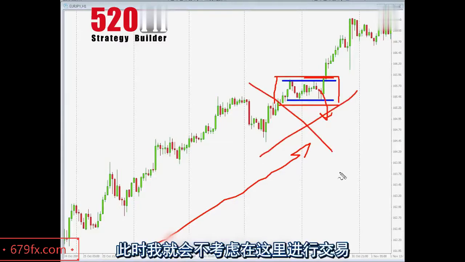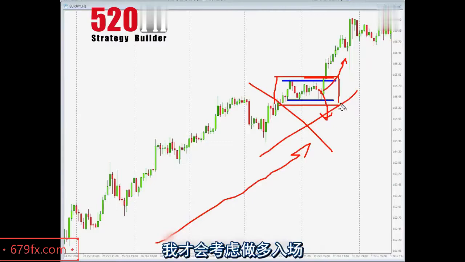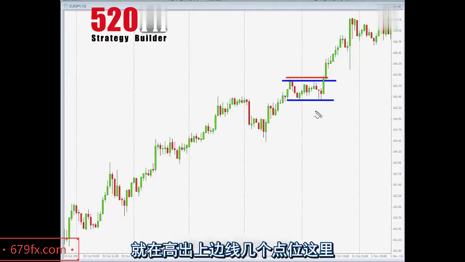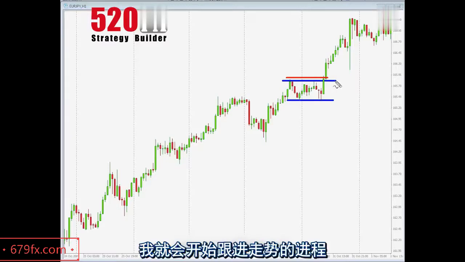I will not be looking for any more trading opportunities in this setup. Only if it breaks to the upside would I be interested in searching for long entries, and long entries only. Like I say, what I usually do is place a sound alarm a few pips above the triangle top. As soon as it gives way, the alarm goes off, and I focus my attention on the chart.